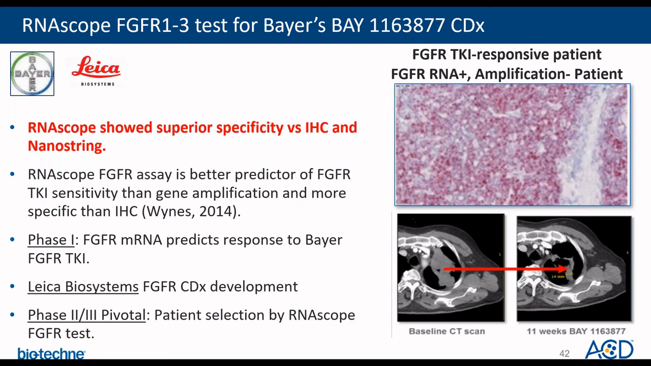Shown here is an example of a patient who was highly responsive, as you can see here between the baseline and the 11-week of treatment. This patient was highly responsive to the Bayer therapeutic tyrosine kinase inhibitor, and this was negative for FGFR amplification. However, the patient did show high-level expression of FGFR message in tumor biopsy, as you can see here.